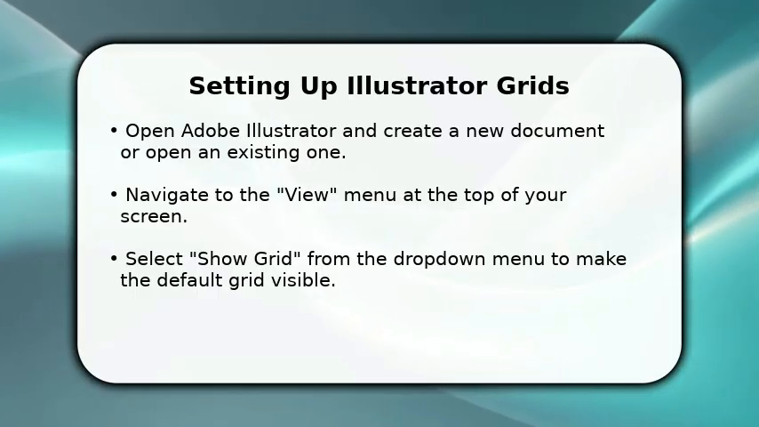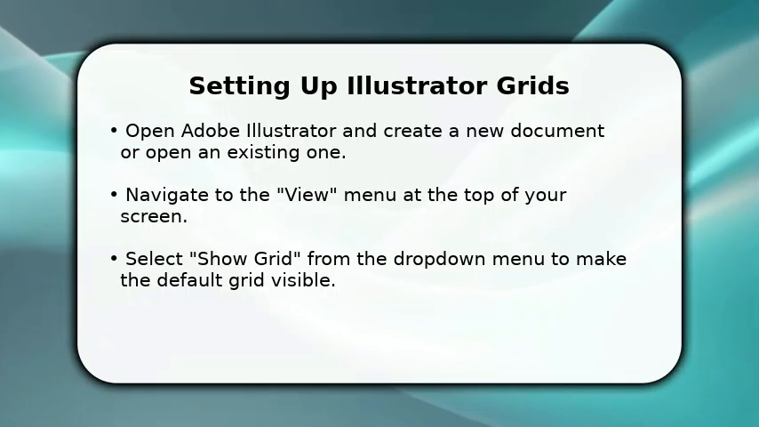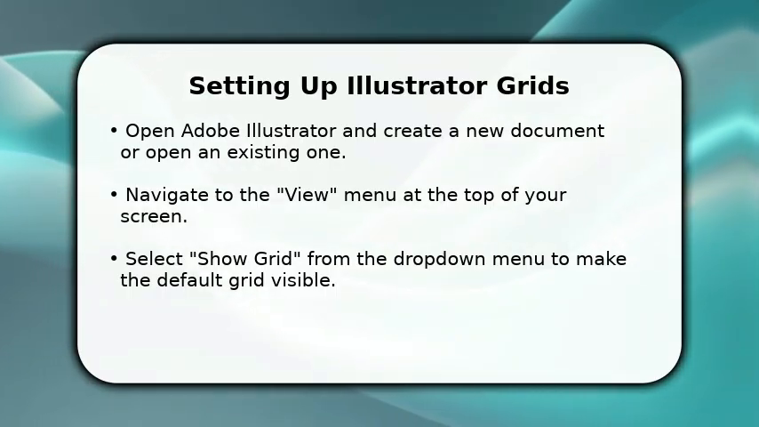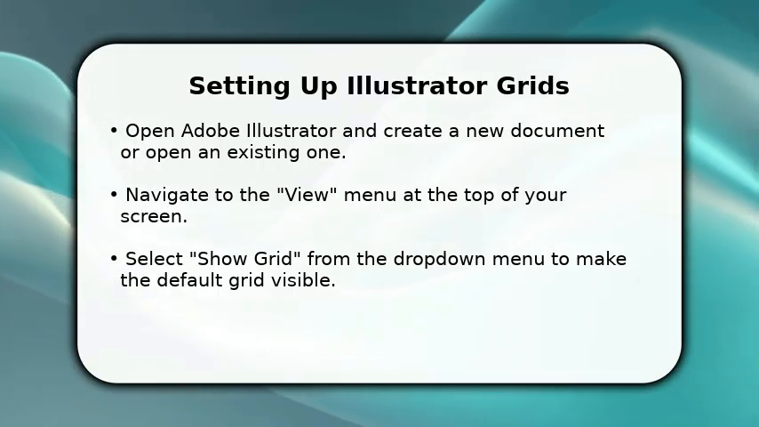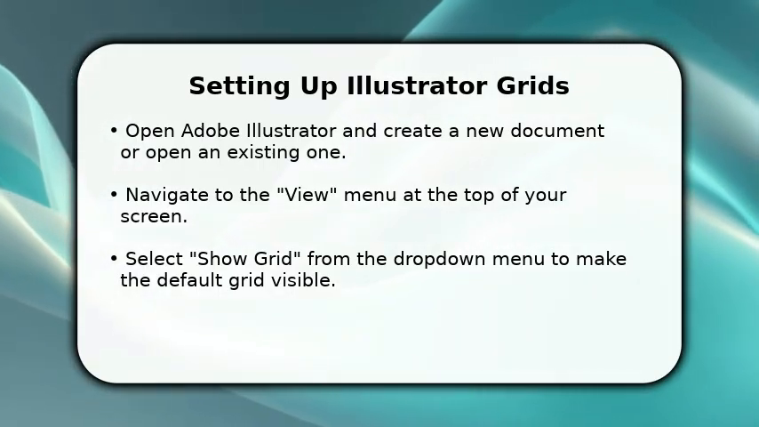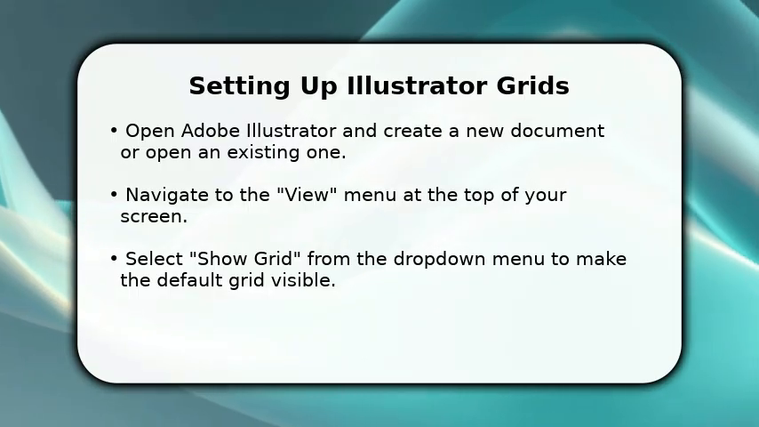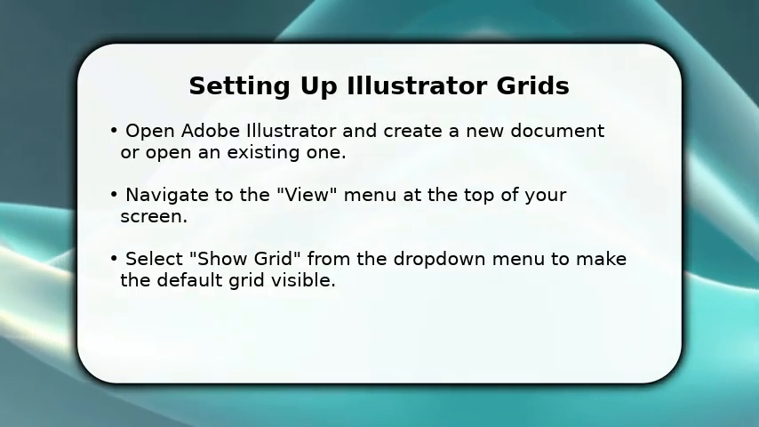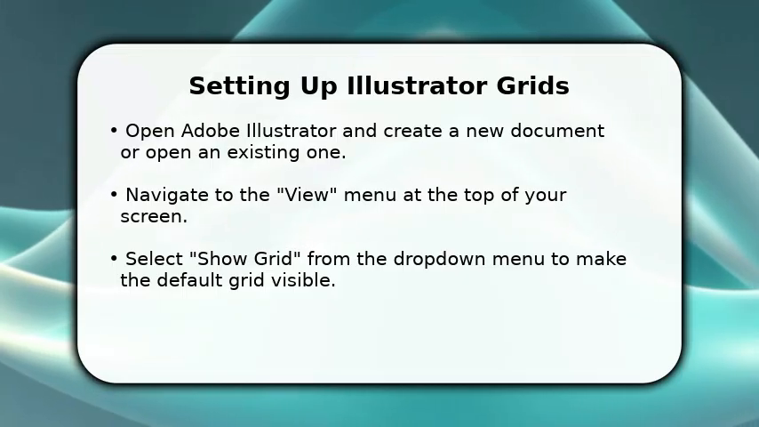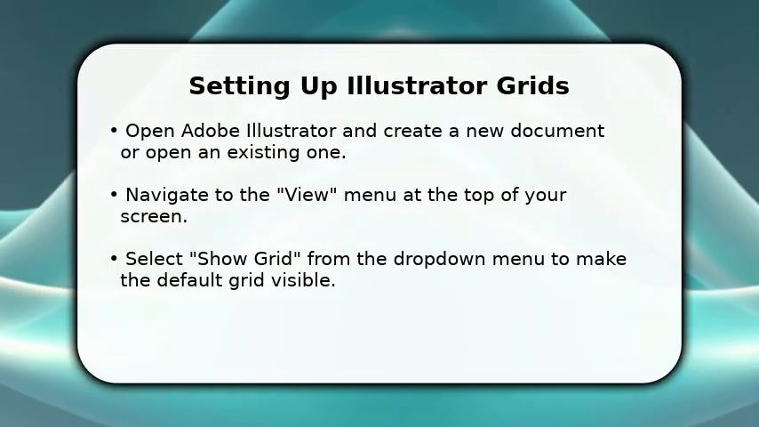In this video, I will show how to set up a grid in Illustrator. First, open Illustrator and either start a new document or open one you are already working on. Then, head up to the View menu at the top. From there, simply select Show Grid to instantly display the default grid on your artboard. This initial step is super quick and gets us ready for more customization.